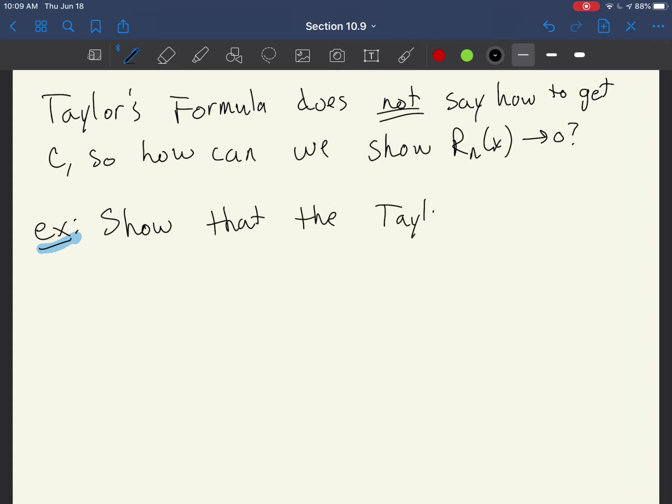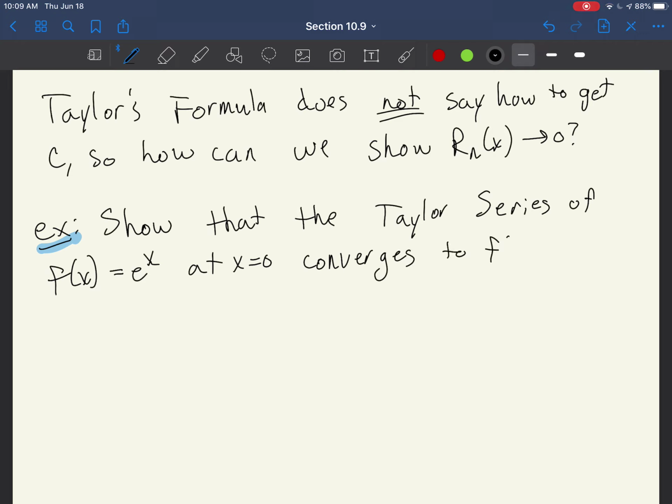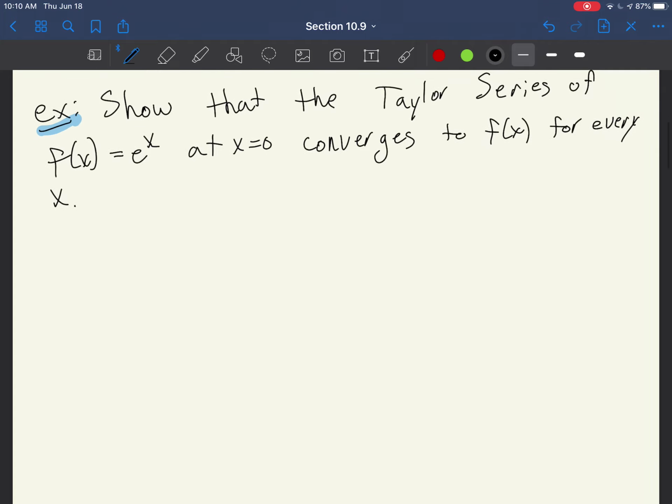So show that the Taylor series of f of x equals e to the x at x equals 0 converges to f of x for every x.